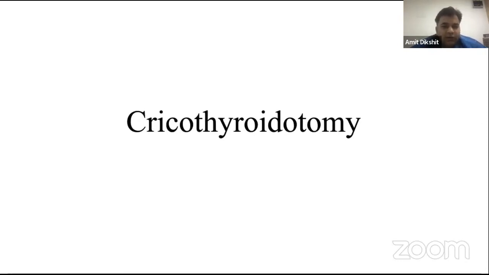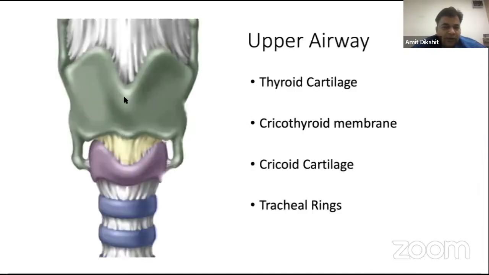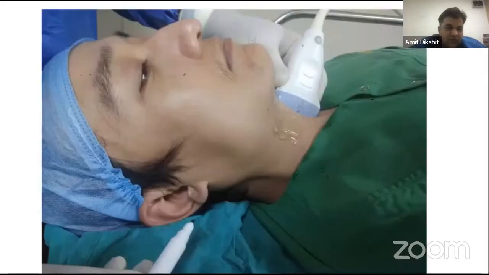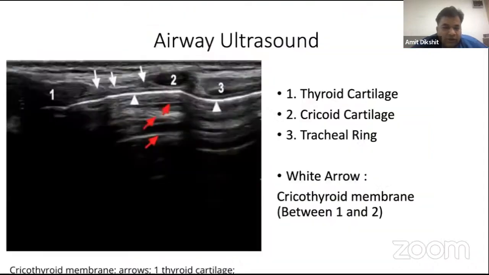Cricothyroidotomy or front of neck access is very, very crucial. And again, we have to remember the anatomy, the thyroid cartilage, which creates a hypoechoic sort of ultrasound picture. Then we have a cricothyroid membrane, and then the purple one is the cricoid cartilage. So what should be the position? It can be done in a transverse scan, which is the TACA method, or in a parasagittal scan using the string of pearls method. So I'll be showing you one which is easy to correlate.